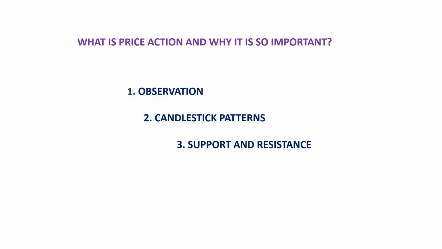Number three, support and resistance. Support is an area on the chart where buyers are stepping in and willing to push the price higher. Resistance, on the other hand, is an area where sellers are stepping in and willing to push the price lower. By identifying and analyzing these key levels, traders can make informed decisions about entering or exiting trades.